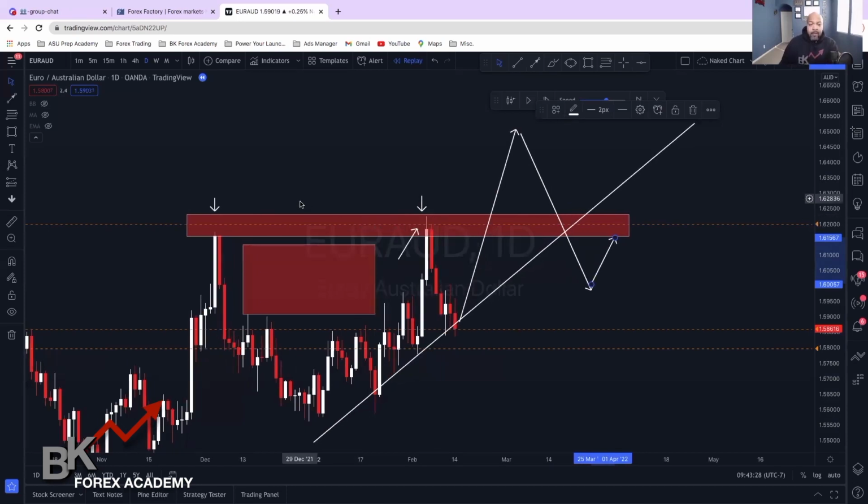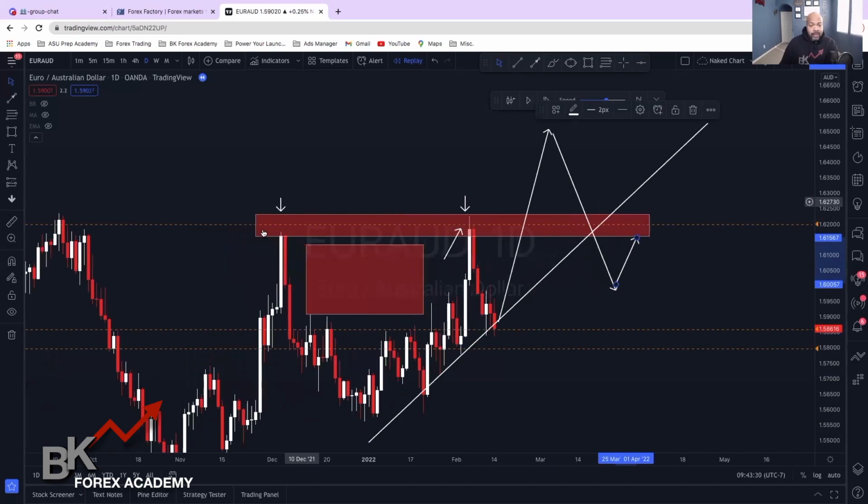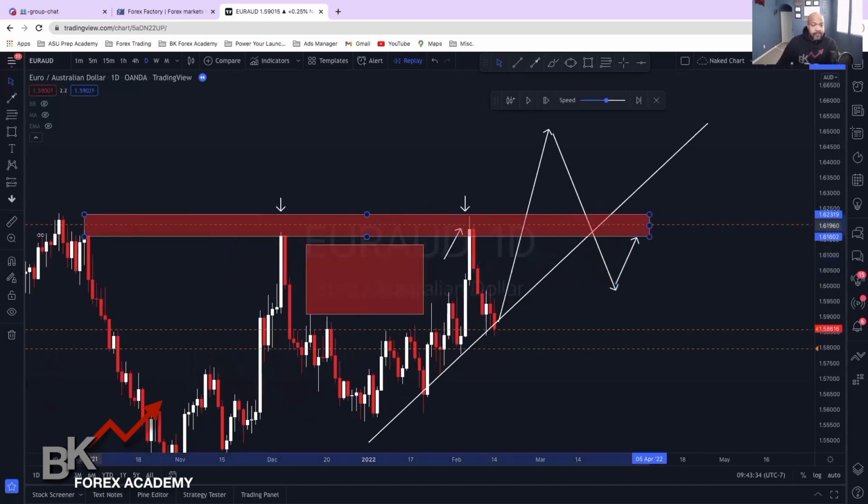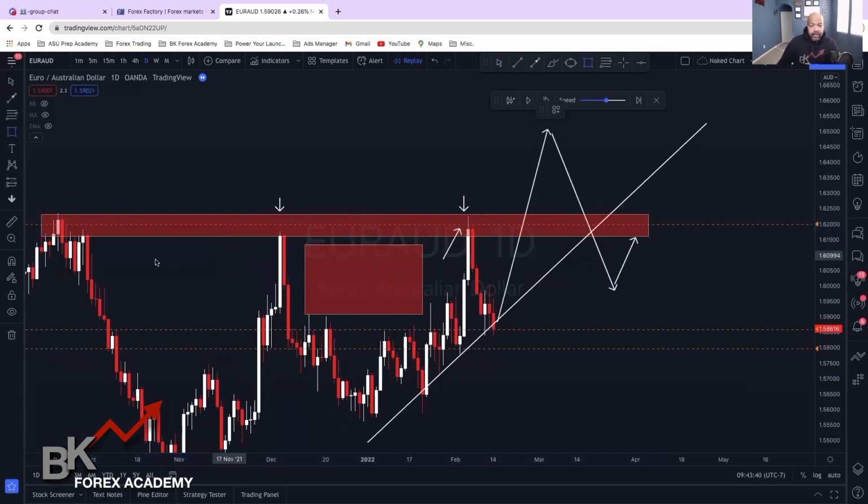Okay. Another way is to even look left for clues. And as we look left for clues, I can draw my resistance line here. And this was also a significant place. Here's my gap right here. So not only is this a double top, this is even a triple top here. So this is respected by those who are moving the market, the hedge funds and the bankers.